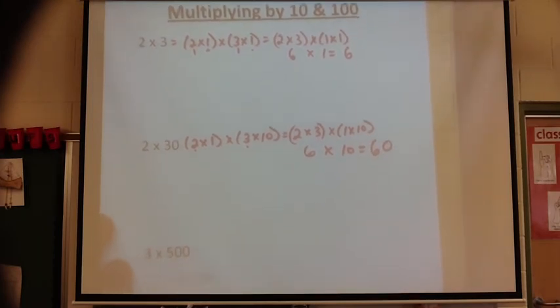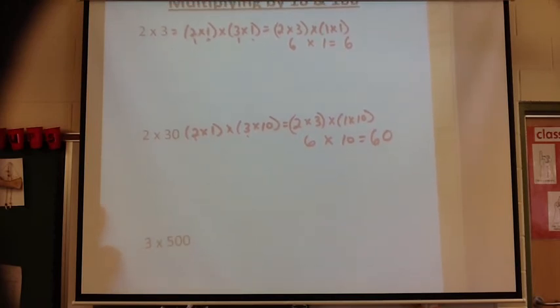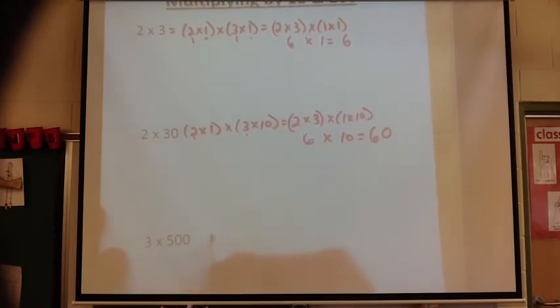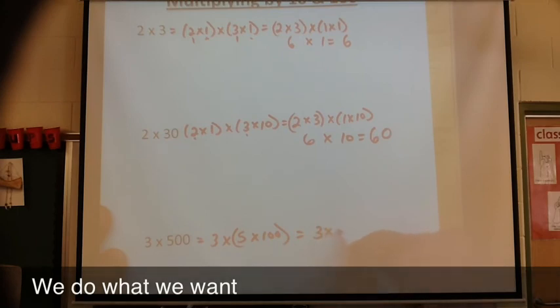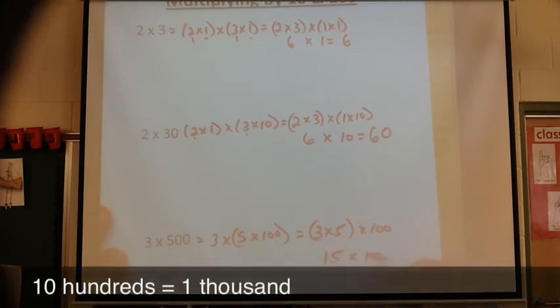Now, this does work for hundreds and thousands and beyond if they do it the same way. In fact, you don't have to break down each number if you don't want. This is really 3 times 5 times 100. But we know that we can rewrite it as 3 times 5 times 100, or 15 hundreds.